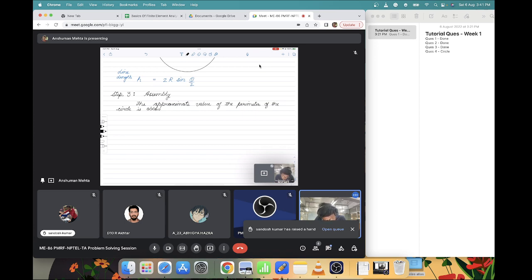Any doubt up till now? The approximate value of the perimeter of the circle is obtained by putting together element properties in a meaningful way. What is a meaningful way, for our case, is just summing up. We know that if we join all these lines, we will get our perimeter.